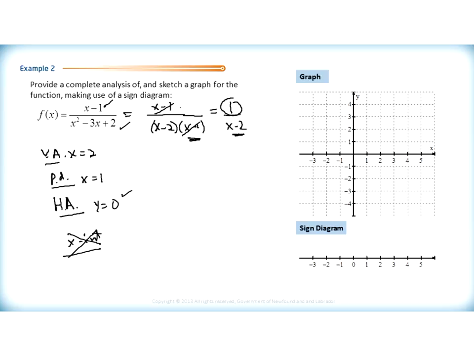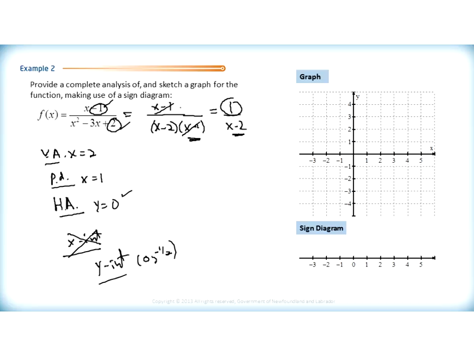And then we're going to look for our y-intercept, and the y-intercept for this function is when x equals 0. So we're just going to get negative 1 over positive 2. So we've got 0 and minus a half. So there's our y-intercept. Okay, let's plot all the important information on our sign diagram.